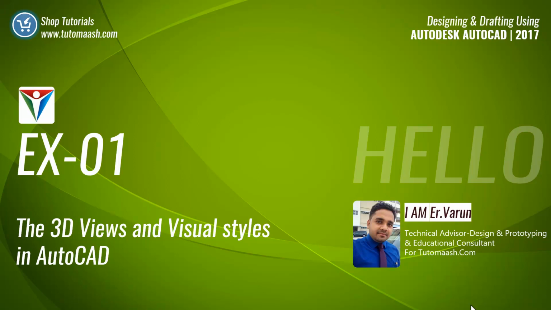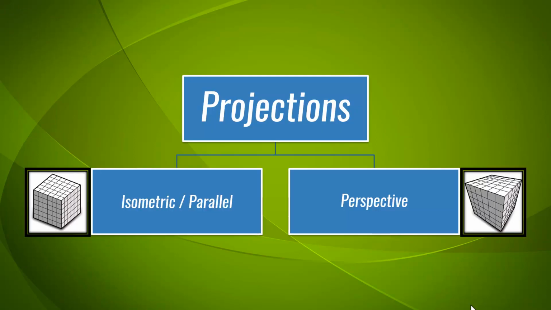In this session, we will be discussing the 3D views and visual styles in AutoCAD. As we know, AutoCAD is now capable of designing 3D models too. So before going into the 3D models, we must know what all projections AutoCAD can handle. Basically, the projections that AutoCAD can handle are divided into two, that is isometric projection and the perspective projection.